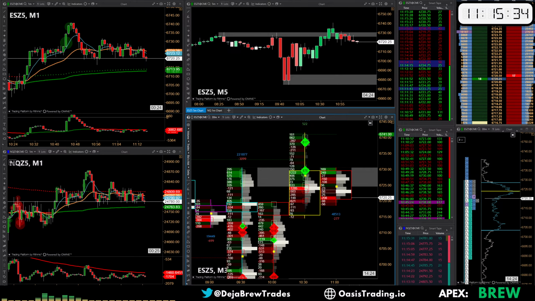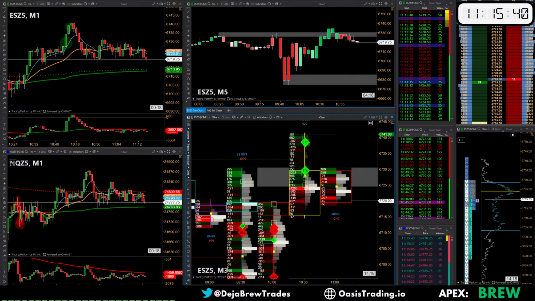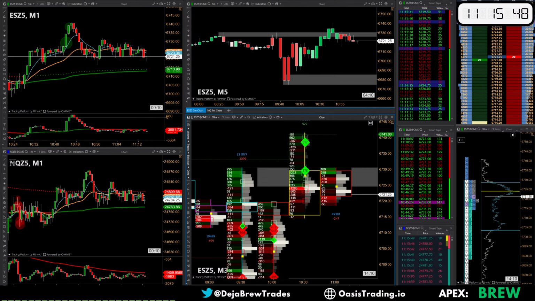You're still technically in a lower rotation here. You're just not allowing it to finish the lower rotation. If it can stay below VWAP here, keep an eye down to like 700 or 705, somewhere around there.